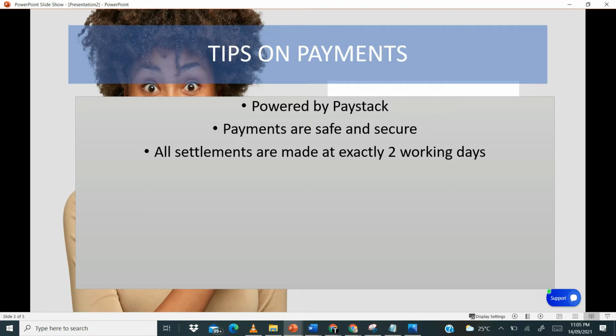Now, if you have watched our previous videos on how to process card payments and mobile money payments, after you have received payments via Keepsales, what you notice is that at exactly 2 working days, you will receive a message, okay, indicating that monies have been credited to whichever account that you used to receive payments on Keepsales. Like I stated, it is very prompt, it is safe and secure, and it is very reliable.